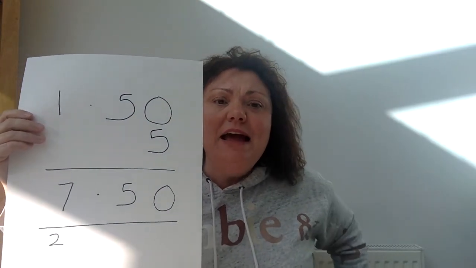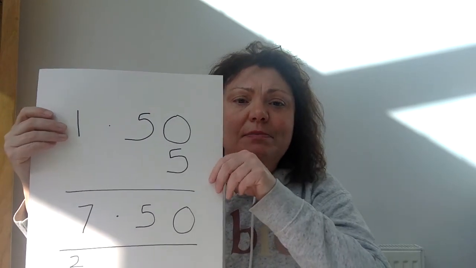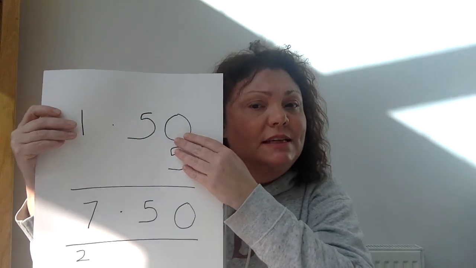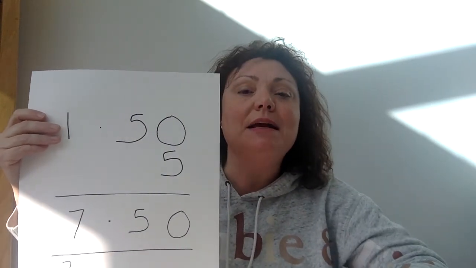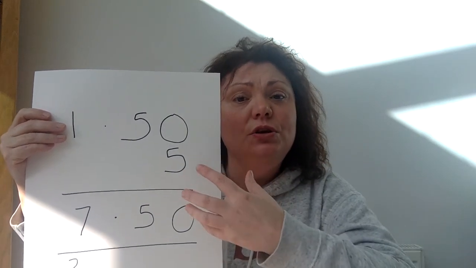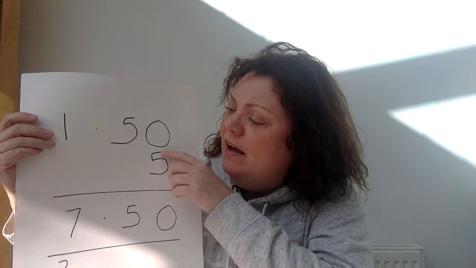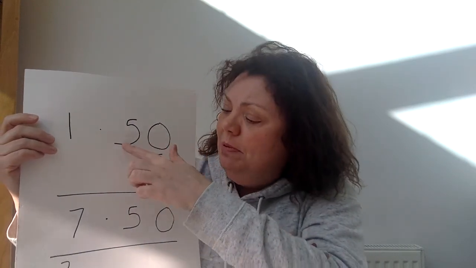Here's another one. So here we've got 1.50, and we're multiplying that by 5. Now, it's really important in this case that we keep that 0 on there. I know that we talk about it being a placeholder, but we are keeping that 0 on there just so that I can talk you through this. So we say 5 multiplied by 0 is, of course, 0. 5 multiplied by 5 is 25.